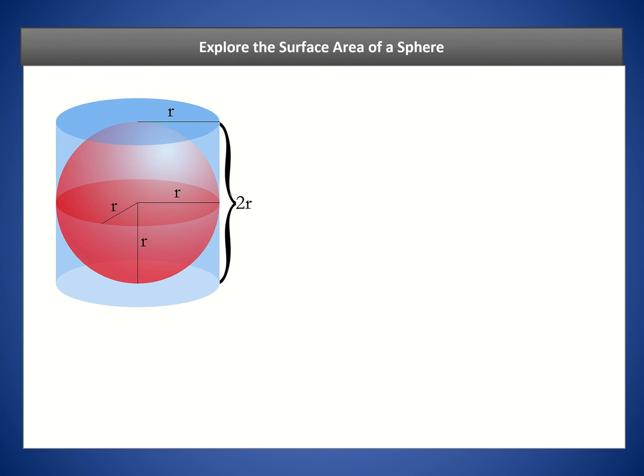Now, the reason why we do this is because we know the surface area of a cylinder. It's these 2 circles here, and then the part that wraps around, right? So we're interested in the part that wraps around.